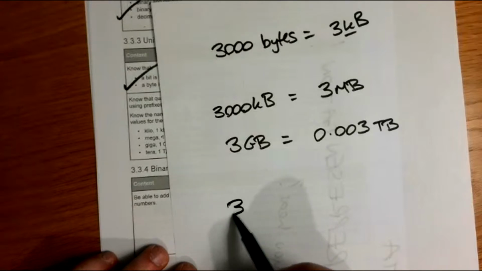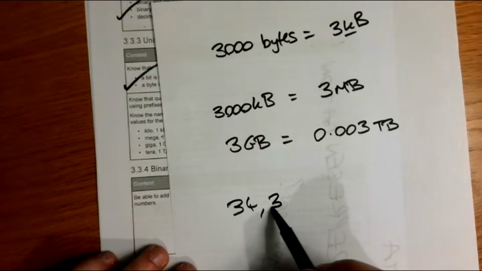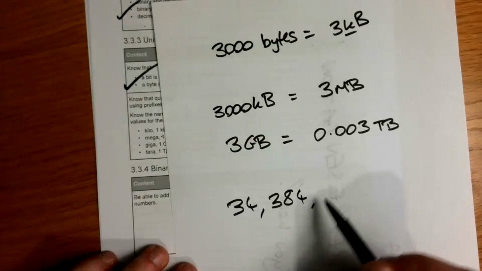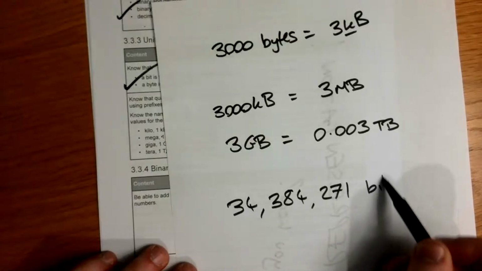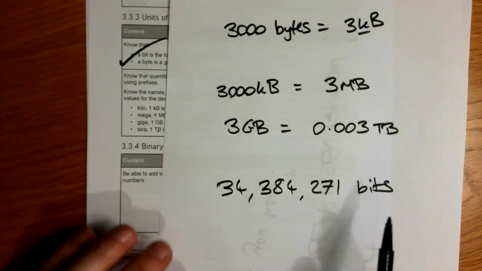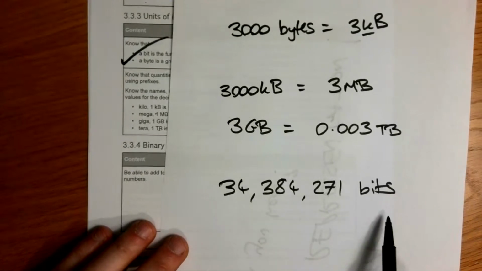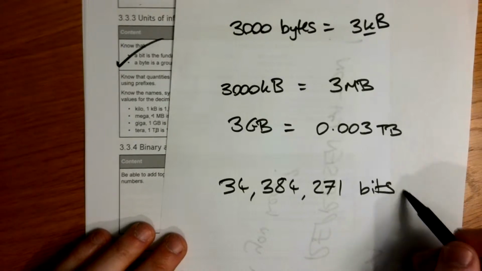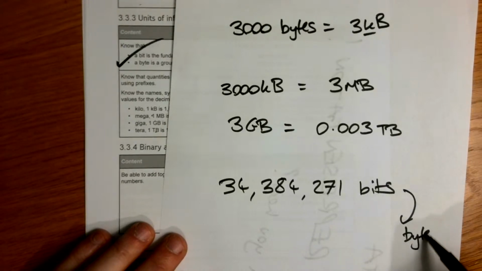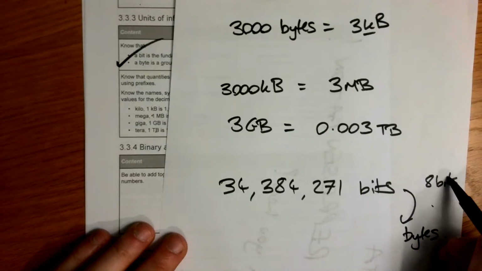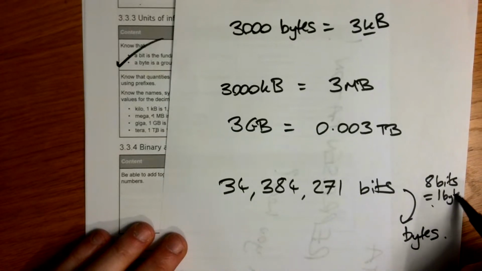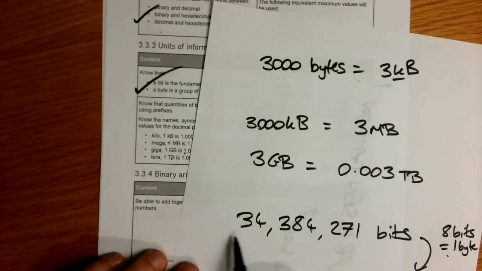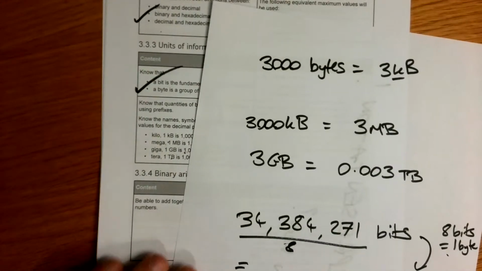Let's say you convert a number that's like 34 million, I'm just going to make up a number, 84271 bits. Bits is way too long. We don't like storing information in bits, and we don't refer to file size in bits. So we want to convert that into bytes to start off with. We know that there are 8 bits in 1 byte. So we can take that value and divide it by 8. I'm going to quickly do that on the calculator.